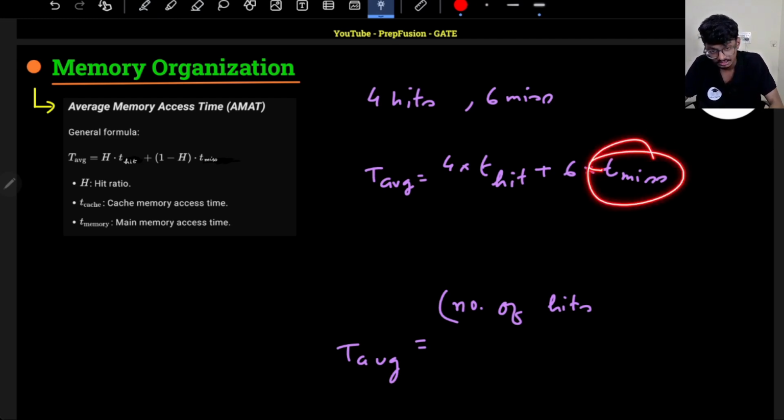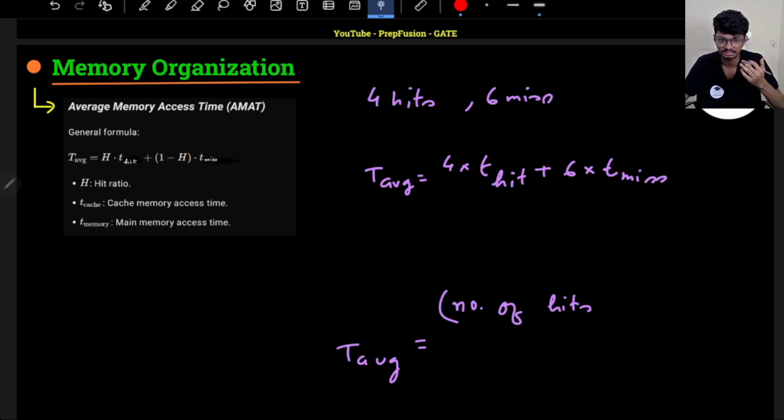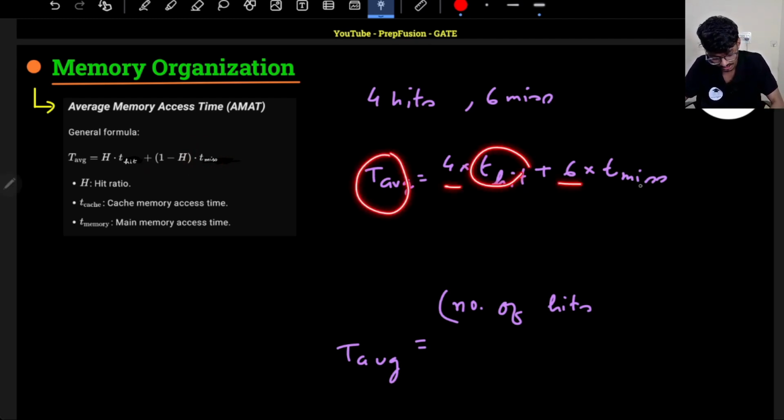Now what is T miss? That will be cleared later on. Here also something is written, but this formula is completely different from what I am writing here. Don't worry, we will get to this formula. Just understand that this T miss is not just a single number. It is a combination of many things that we will understand as we move along the chapter. So T average is equal to 4 into T hit plus 6 into T miss.